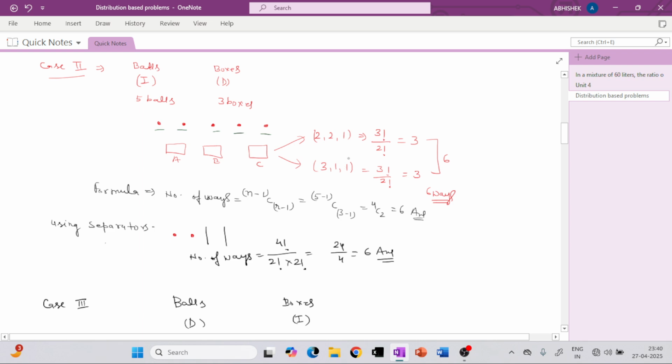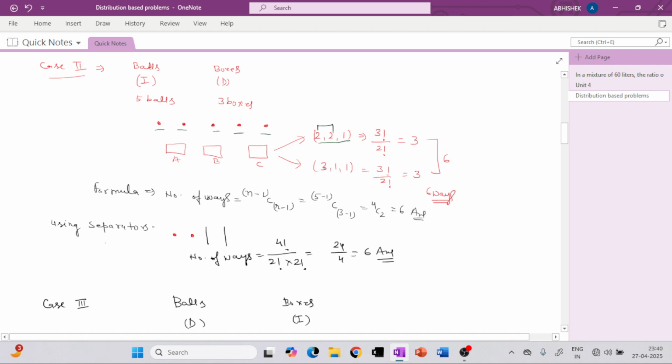No box remains empty. Now because balls are identical, the order of balls is not important, but the order of boxes is very important. So two balls in the first box, two balls in the second box, and one ball in the third box. But this order can be interchanged. Means 2 1 2, 1 2 2. So how can we arrange these three things? These three things can be arranged in 3 factorial ways. But out of these three things, two are same. So we have to remove the arrangements of similar things. So 3 factorial divided by 2 factorial, it will be 3.